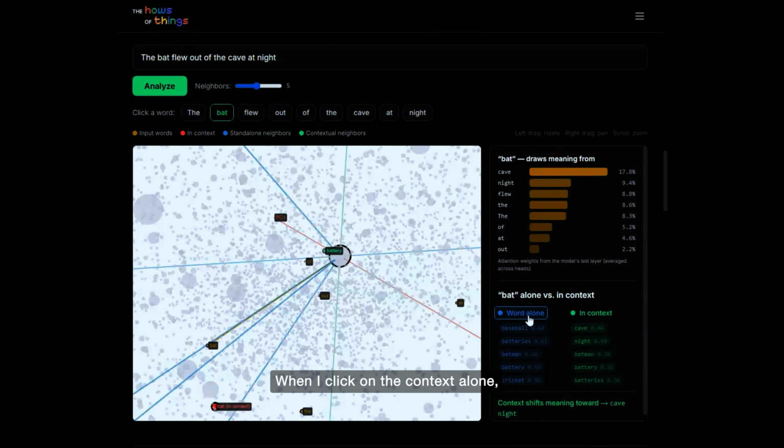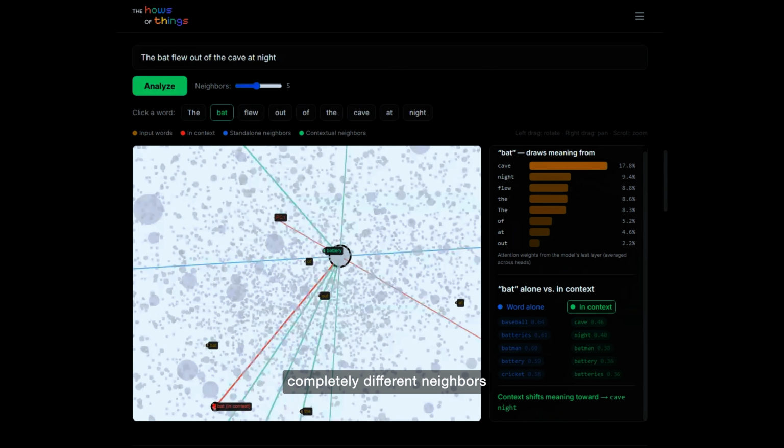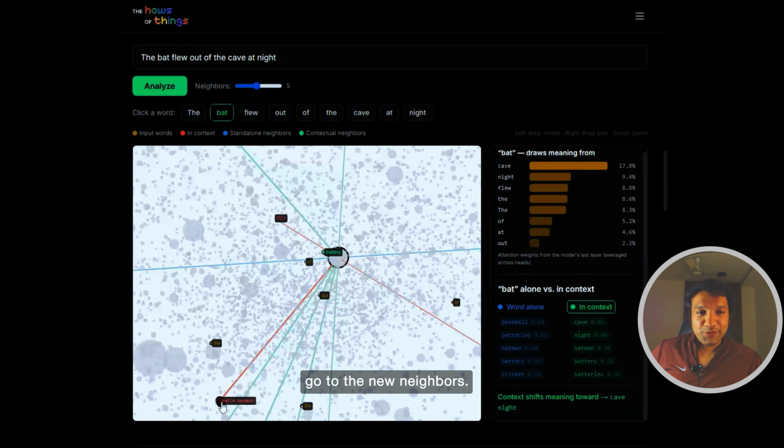When I click on context alone, these are the neighbors when bat is by itself, a mix of everything. Baseball, batteries, Batman, battery, right? The model doesn't know which meaning you want, so it gives you both. But when I click on in context, completely different neighbors. Cave, night, Batman, battery. See that insight line at the bottom? Context shifts meaning towards cave and night, not baseball and bat. And in the 3D cloud, the red dot is where bat ended up. The green lines go to the new neighbors. It physically moved through the space towards the animal cluster.